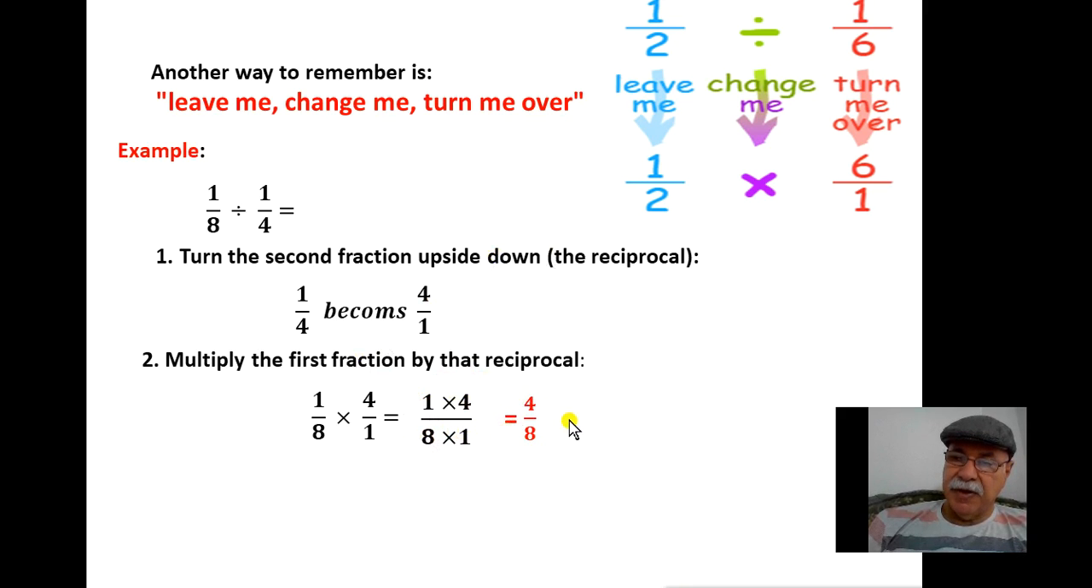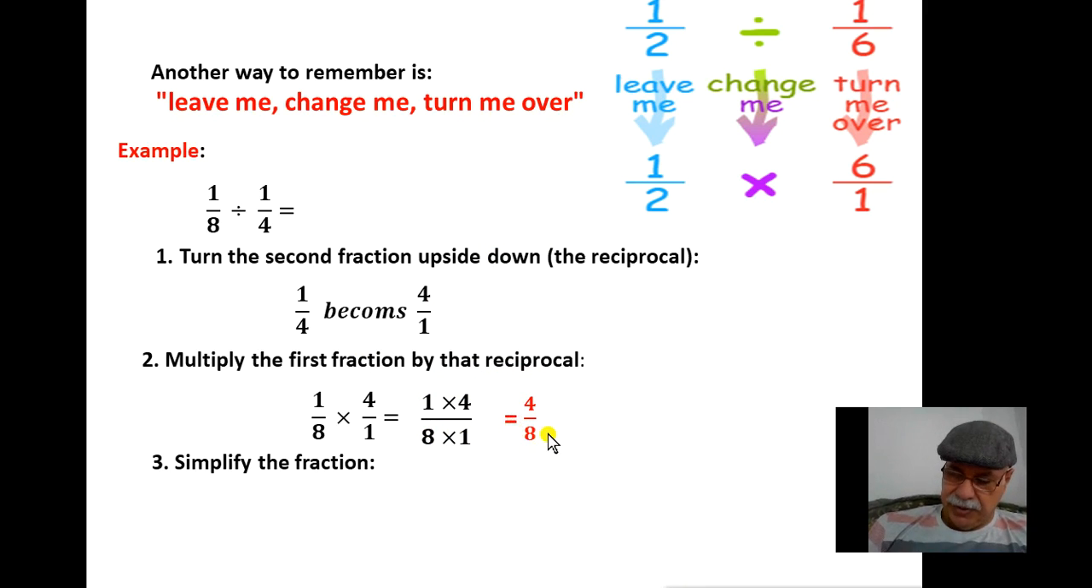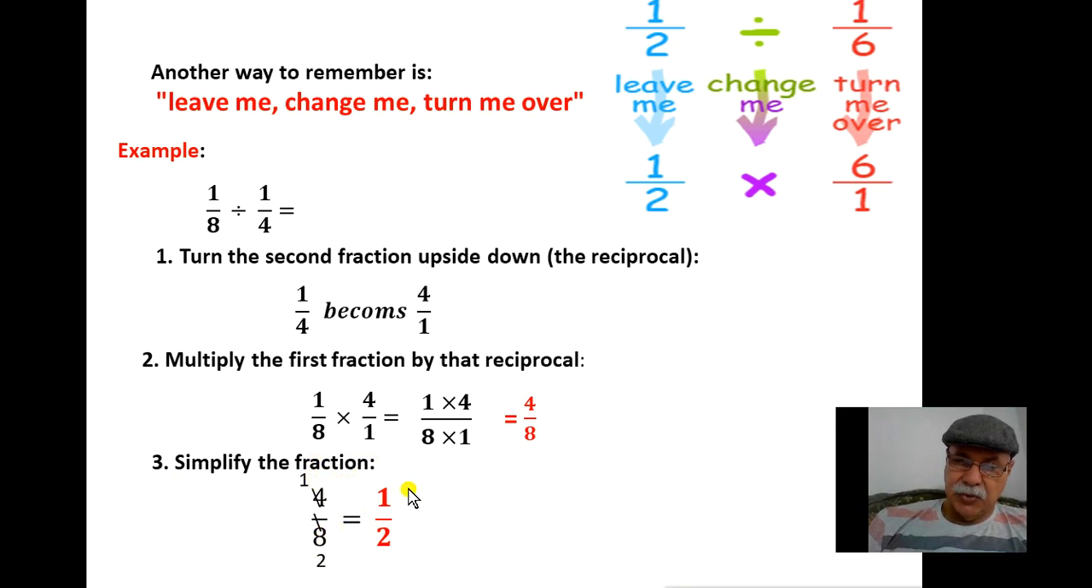Now we also simplify by cancelling. You can cancel and simplify the fraction. After we cancel, how many 4s in 4? 1. And how many 4s in 8? 2. That's why the last result is one half.